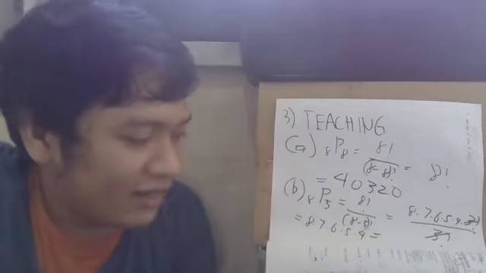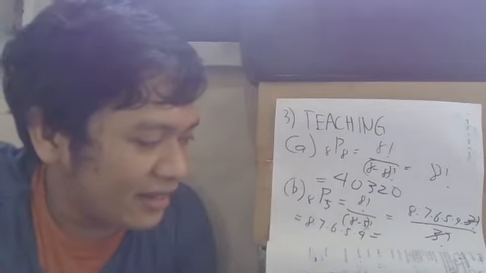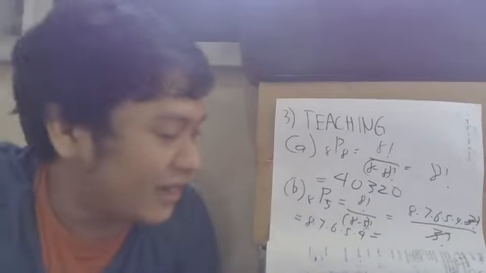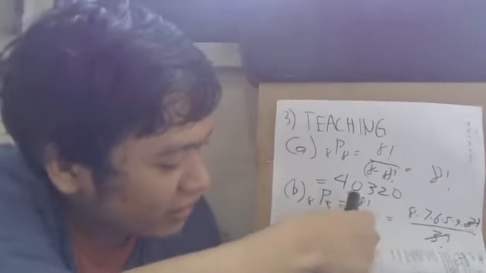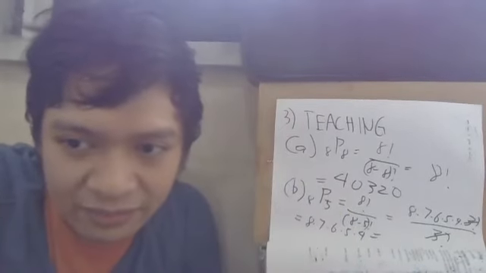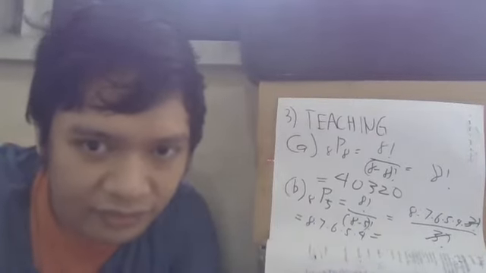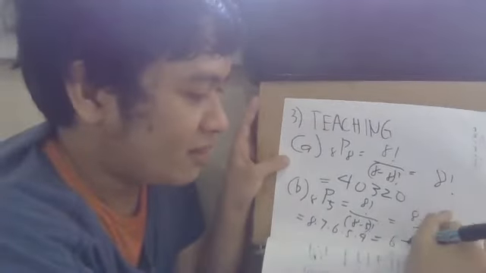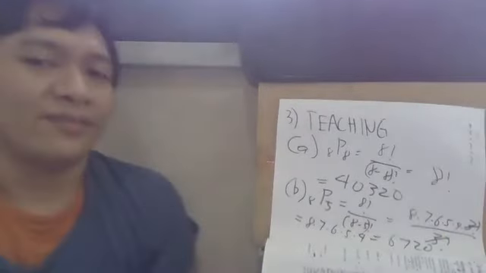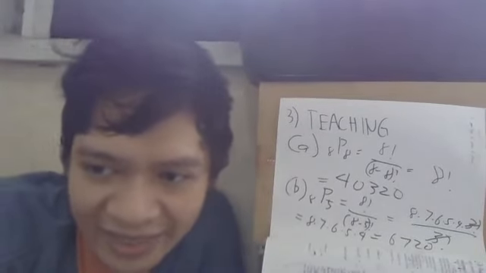Okay lang, multiply natin. 56 times 6. Hindi, 56 times 120 na lang yan. Ito 120 to, ito 56. So, what's 56 times 120? 6,720. Right?